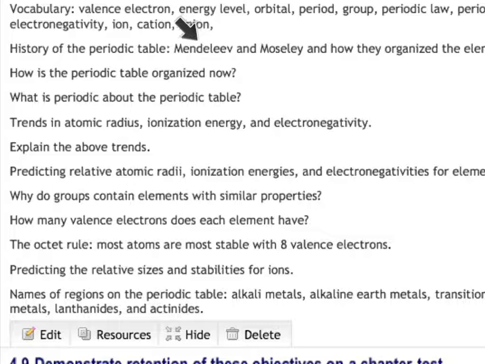So Mendeleev organized the elements by their properties, and he tried to organize them by their masses, but that didn't always work. Moseley organized by atomic number and properties. So 1, 2, 3, 4, and then he made a new row when the properties started repeating, and that's how the periodic table is organized now, just with the addition of noble gases and lanthanides and some other elements.